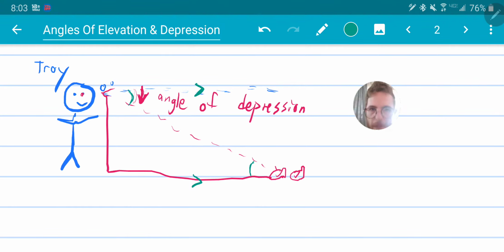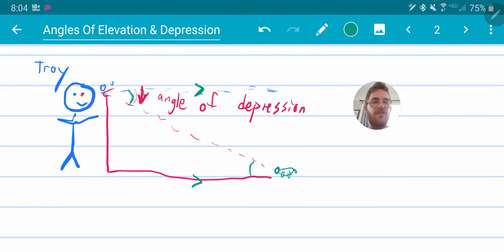So, the angle of depression of Troy looking down at those shoes is the angle of elevation of the shoes looking up at Troy. If these shoes were a turtle, because we love turtles, which does have eyes, the angle at which Troy has to look down to look at the turtle is the same angle the turtle has to look up to look at Troy.